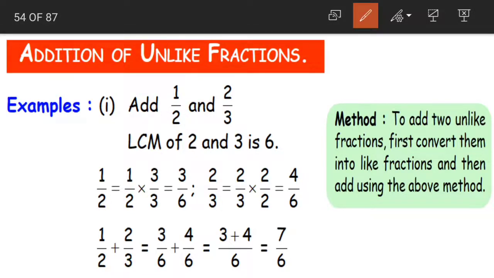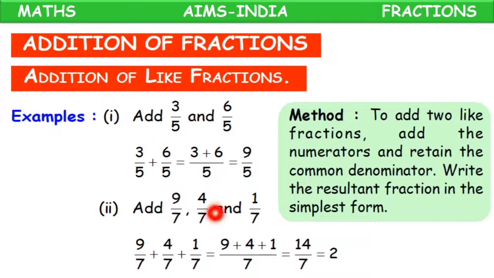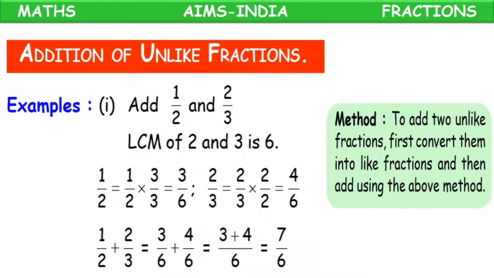So first what should we do? We should convert these into like fractions. To convert them into like fractions, we have to take the LCM of the denominators. LCM means the least common multiple. First we need to find the LCM of their denominators, convert them into like fractions, and we know how to add like fractions, right? So apply this method to the resultant like fractions.